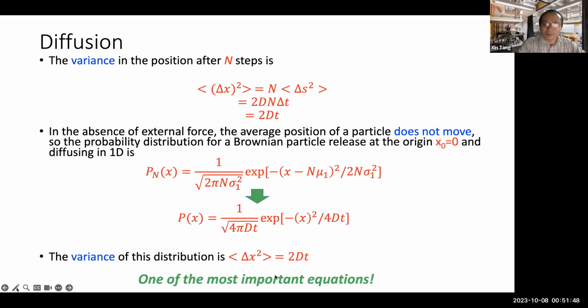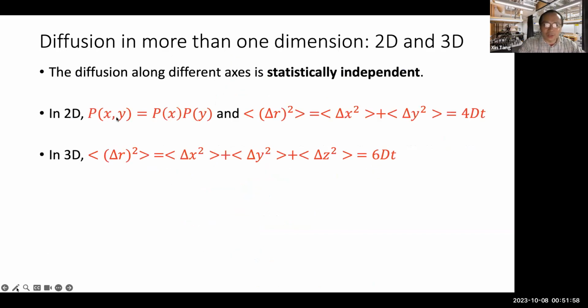So this is actually one of the most important equations that we will use in the calculation. That is all for the 1D condition, one-dimension condition. For the two-dimension condition, the probability is orthogonal. In the x direction, you have a probability. Y direction, you also have a probability. And then the final probability, the probability of the final position: delta R squared, take the mean. Delta R squared mean actually equals delta X squared mean plus delta Y squared mean. So each direction, you have a 2Dt. Then 2Dt plus 2Dt, we get a 4Dt, right?